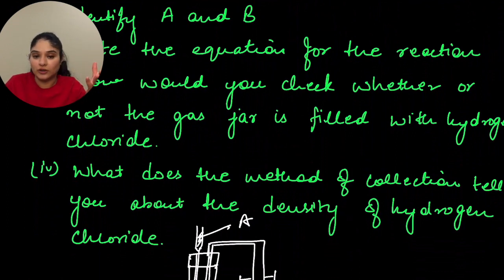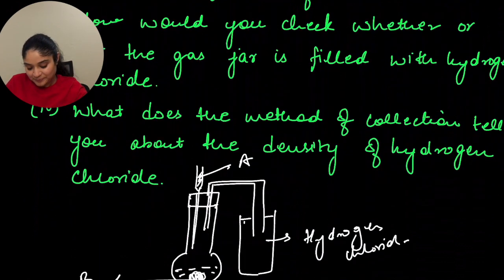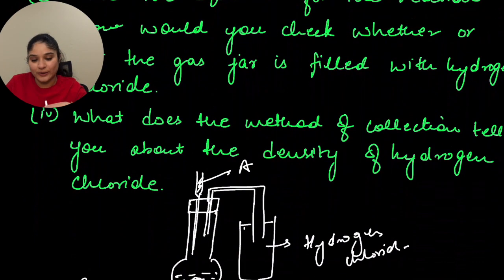But if you can't see that, the other method could be that you bring a glass rod dipped in ammonium hydroxide solution over it. As soon as you bring it near the mouth of the jar, you get dense white fumes that spread everywhere, and this confirms the presence of HCl gas in that particular jar. So that's a test for hydrogen chloride. So remember that. Let's move ahead to the next one.